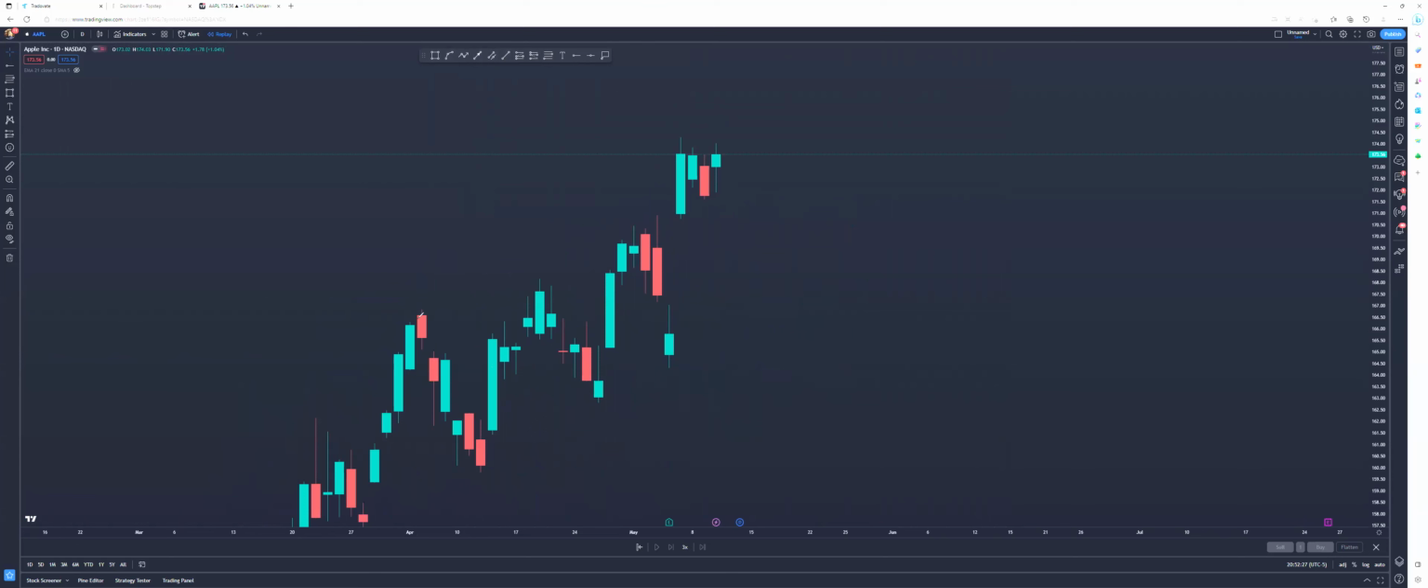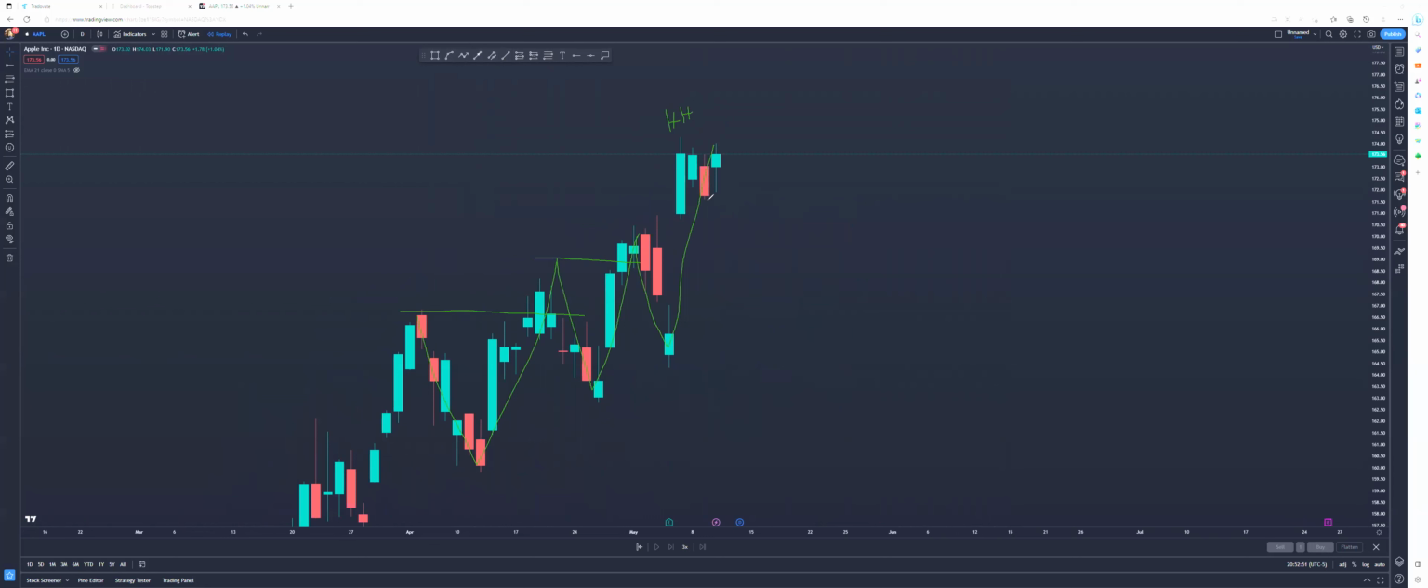Let's go back. We have a push down, push up. This is our break of structure. Push down, push up. This is our break of structure. Push down, push up. We don't know that we are still at a what? We are still at a higher high.